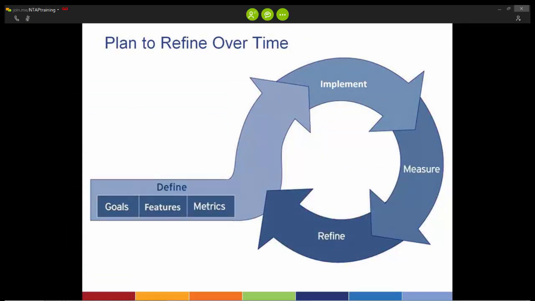And plan to refine over time, with the idea that implementation is only a small part of a cycle. You're defining your goals potentially as an organization, or at least the goals of the dashboard, your features, what metrics you are measuring. You're then implementing that and measuring it. You're seeing how it works. You're talking to people. You're seeing what's actually used. And then you refine potentially all of these things. So not just what reports, but potentially what metrics, what goals, what features your dashboard has.